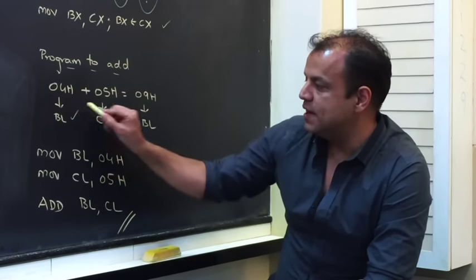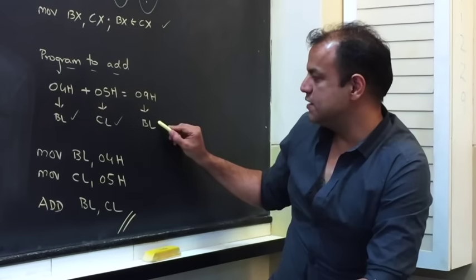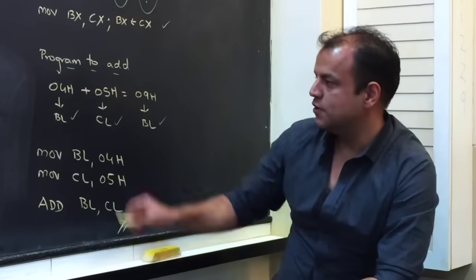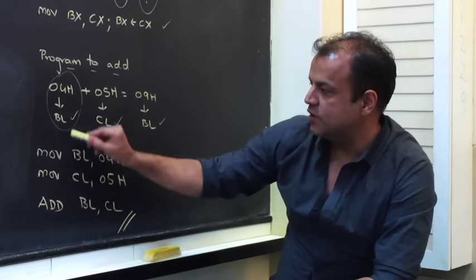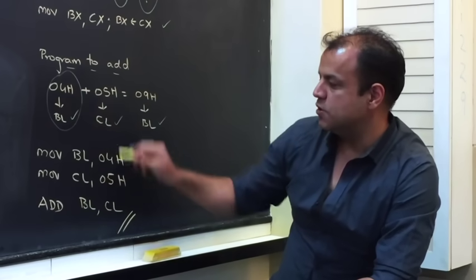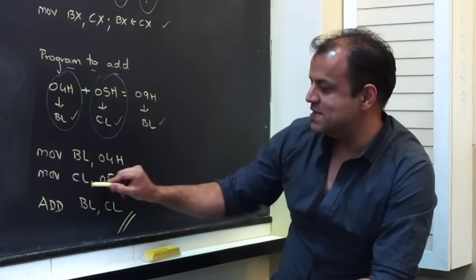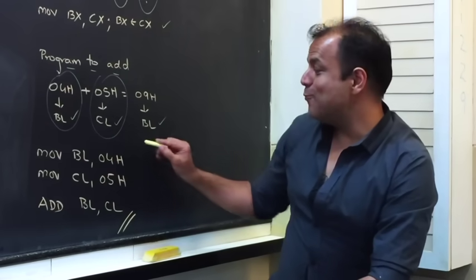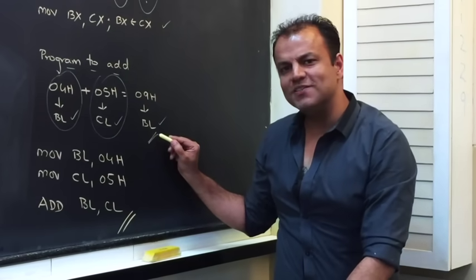I want to do it using BL and CL register. The result should come in BL. Come on, first of all, we will put the number 04 in BL. Move BL, 04. We'll put the number 05 in CL. Move CL, 05. I want the result. Come on, people. I want the result in BL.